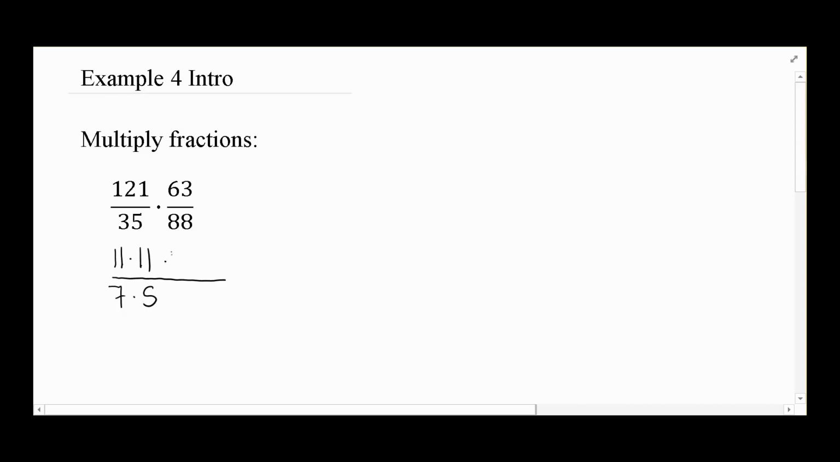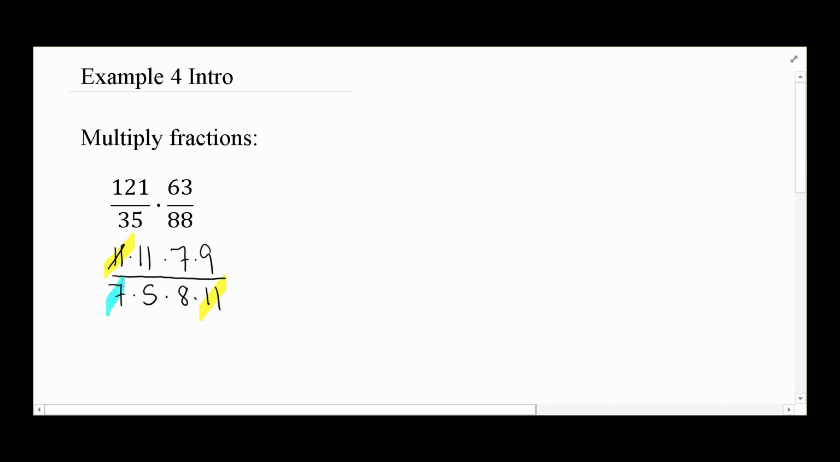63 is 7 times 9. And 88 is 8 times 11. Now we could go a little bit better with the 9 and the 8 if we really need to. But let's look at what happens now. I've got an 11, oops, I want to switch to a highlighter. I have an 11 in the top and the bottom, so they're going to divide out. I also have a 7 in the top and the bottom, so they're going to divide out.